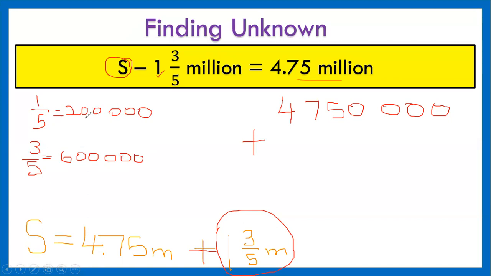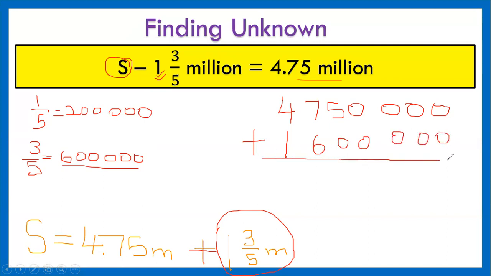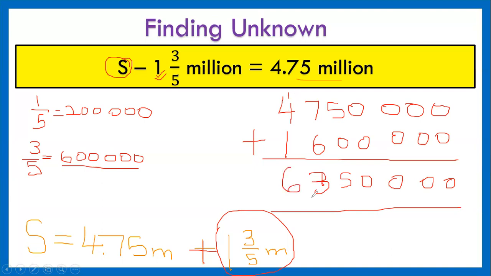And then, of course, we have 1 million here. So plus 1,600,000. That would be your full whole number. And then do the addition. 0, 0, 0, 0, 5, 7 plus 6, 13. Carry 1, 4, 5, 6. So 6,350,000 is your answer.